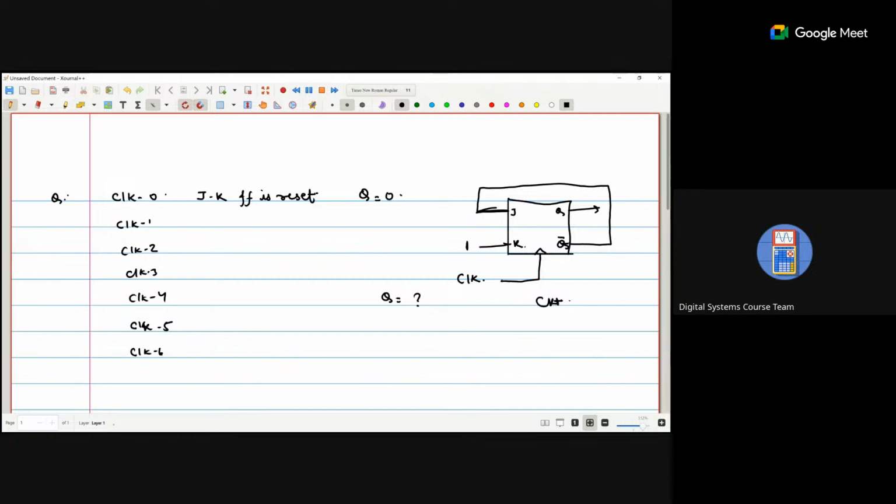Second, we have to find out the sequence of Q till 6 clock. Okay, this is the question. Now, can you solve it? Can you solve it?